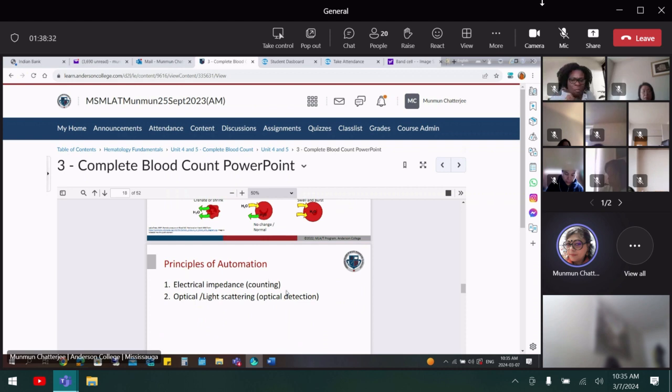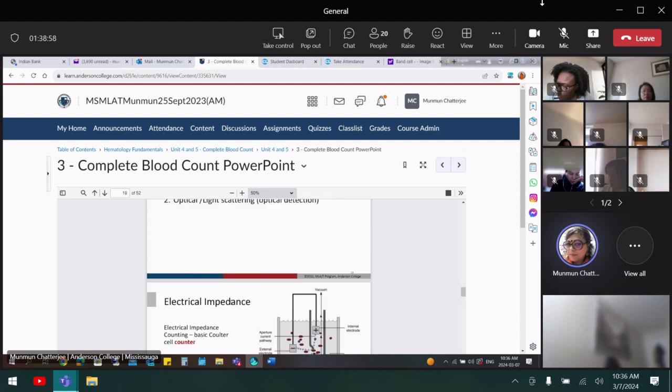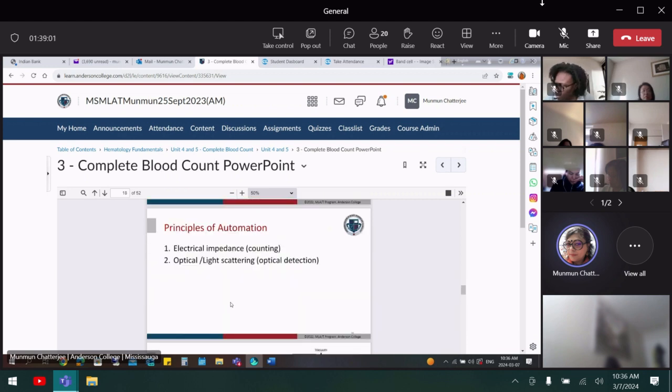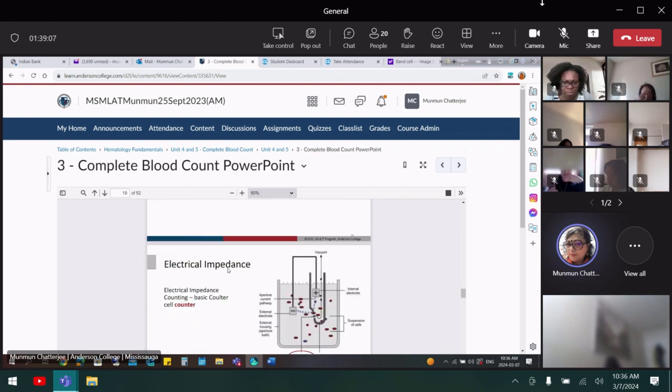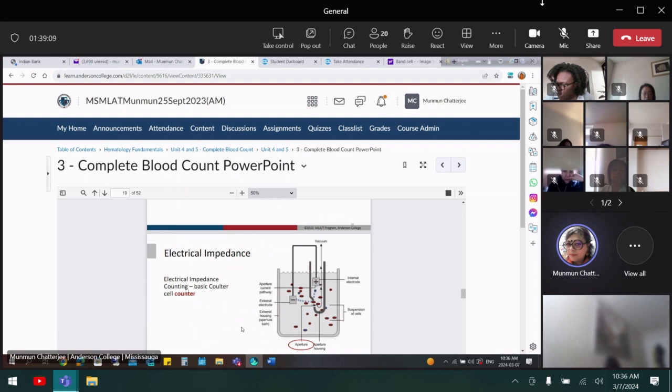Principles of automation. For the counting, it uses electrical impedance. Remember these two terminologies. So many terms. What is the principle used for cell counting in the automated analyzer? Electrical impedance. This question is going to come several times. And for optical detection, that is light scattering. For the shape, size, and number of cell counting: electrical impedance, optical light scattering. That's all.